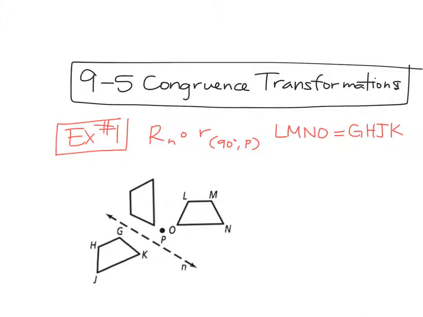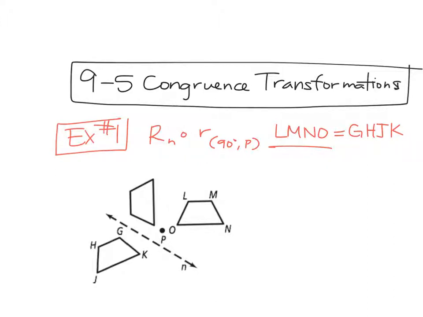Okay, and here's the picture they give you. Think about what that's saying. A reflection over line N after a rotation of 90 degrees about point P of this figure. So my pre-image is LMNO. My image is GHJK. So LMNO became GHJK. The question is what angles are congruent and what segments are congruent, because this is a congruence transformation. It took one figure, reflected it, and rotated it, and it will be the exact same figure, just lying in a different position, okay?